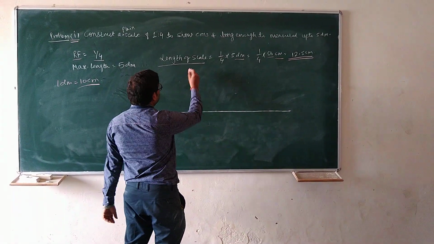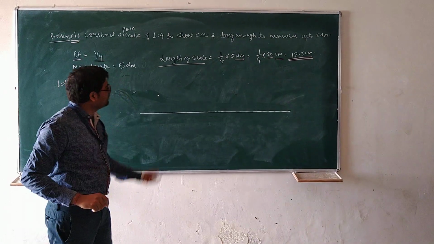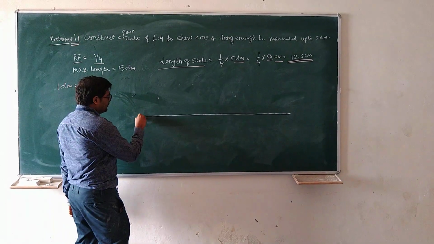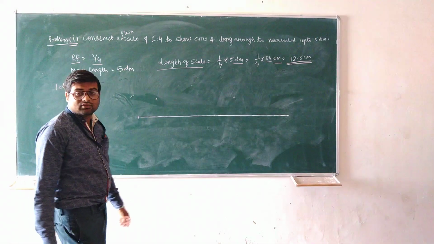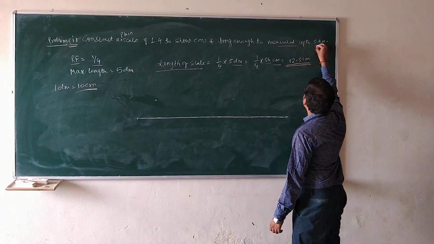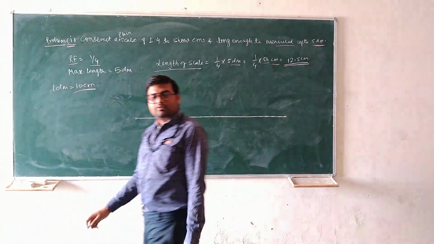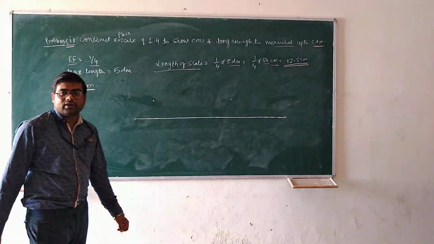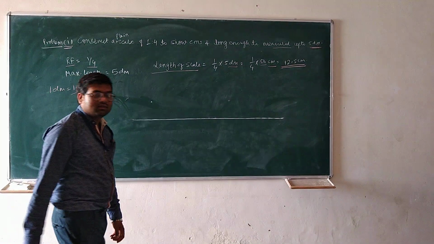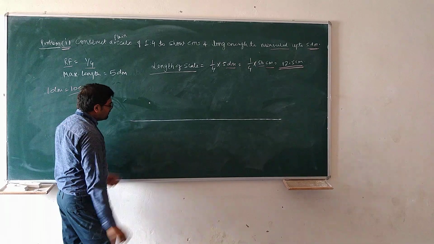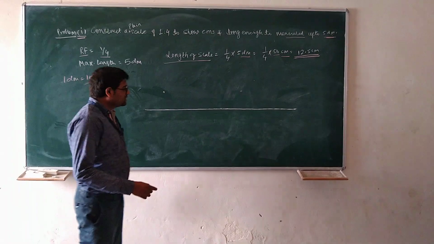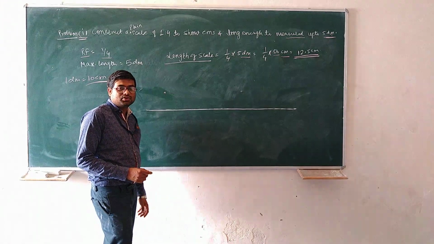So we draw a line of length 12.5 centimeters, and now we have to divide this line into 5 equal parts, because here we have to measure up to 5 decimeters. So we have to divide it into 5 equal parts. For the division, we have to use the division method.